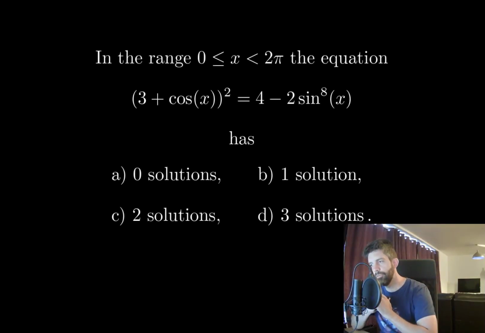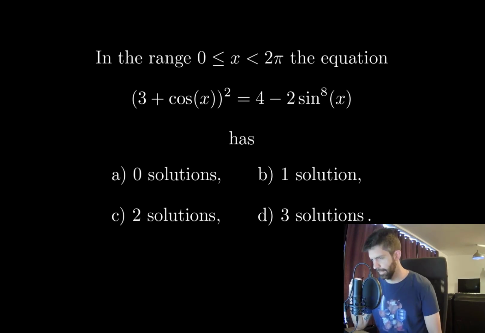In the range 0 ≤ x < 2π, the equation (3 + cos x)² = 4 − 2 sin⁸x has 0, 1, 2, or 3 solutions. Okay, so I've done a similar problem to this not too long ago, and I'm going to use more or less a similar idea, or am I?